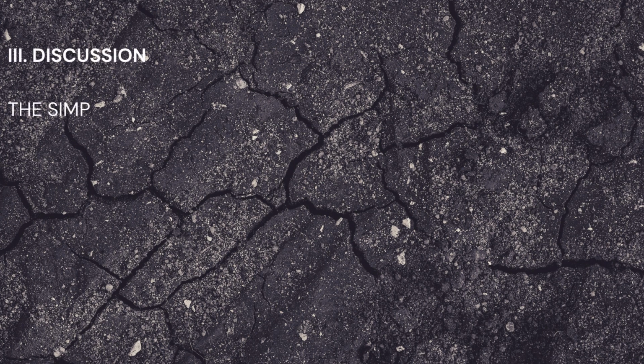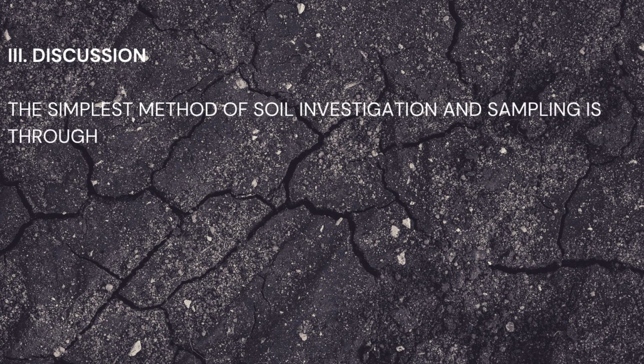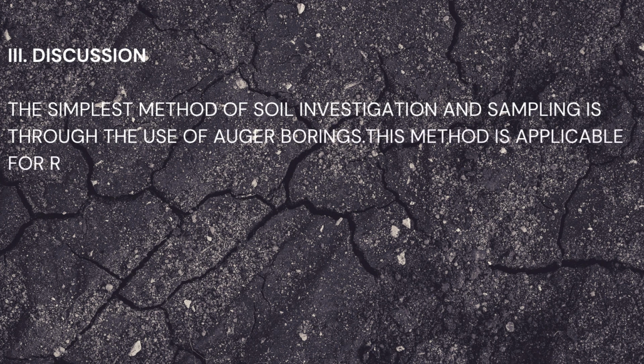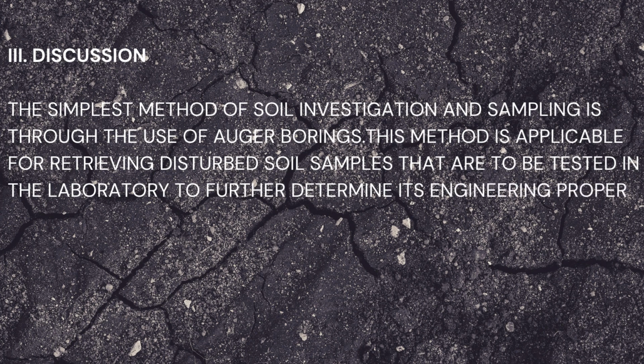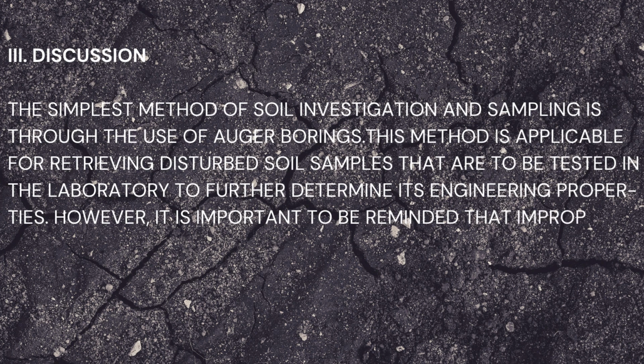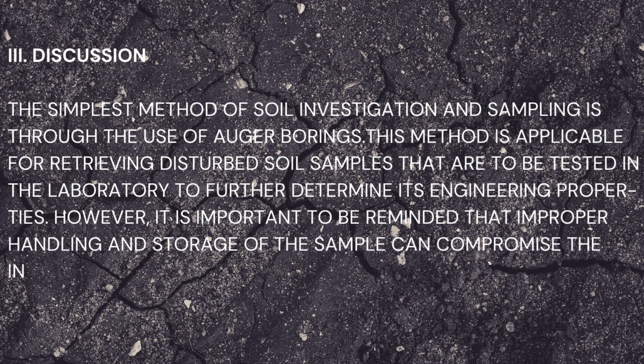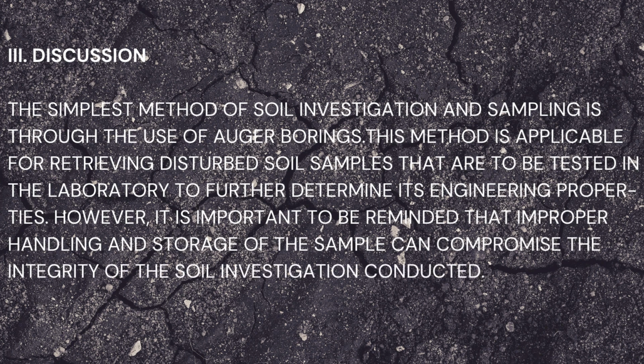Discussion. The simplest method of soil investigation and sampling is through the use of auger borings. This method is applicable for retrieving disturbed soil samples that are to be tested in the laboratory to further determine its engineering properties. However, it is important to be reminded that improper handling and storage of the sample can compromise the integrity of the soil investigation conducted.